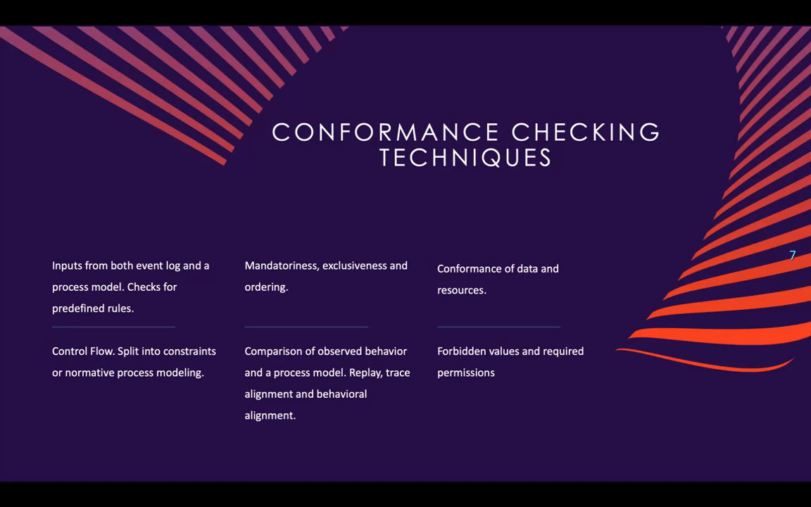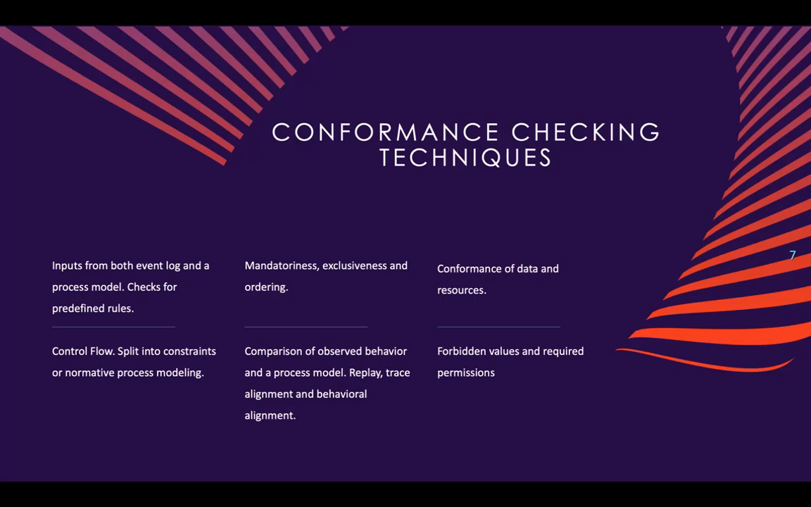With control flow, the analysis of conformance can be split into either constraints or normative process models. There are 3 types of constraints: mandatoriness, exclusiveness, and ordering. Mandatoriness are tasks that are required from the perspective of control. Exclusiveness reiterates the fact that multiple tasks are not allowed to co-occur in the same case. Finally, ordering states that the occurrence of 2 tasks must be subsequential in a given order.